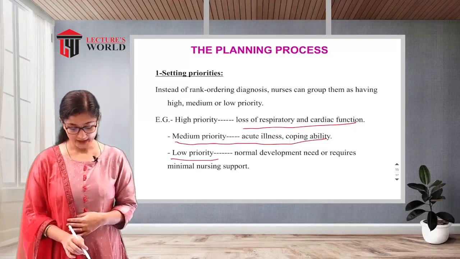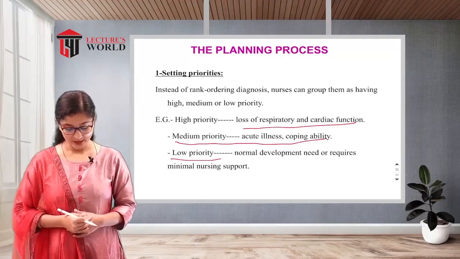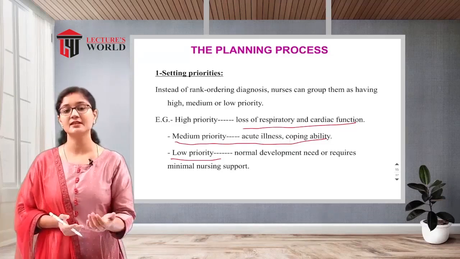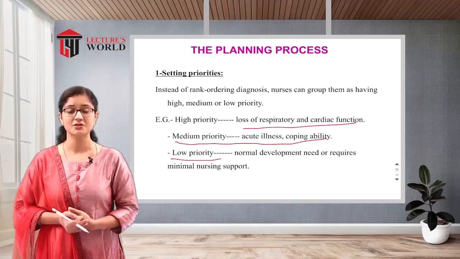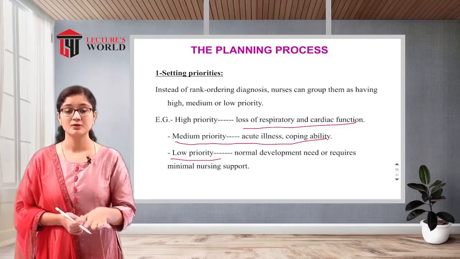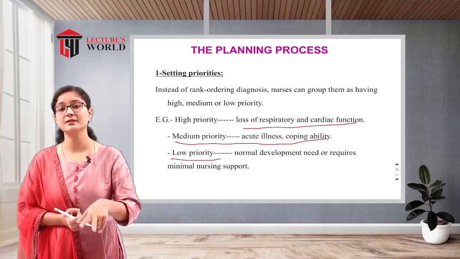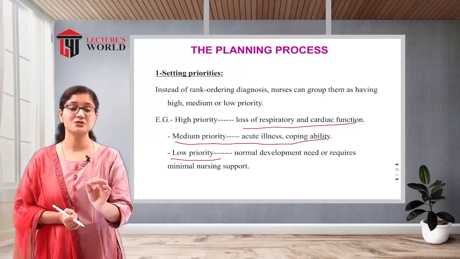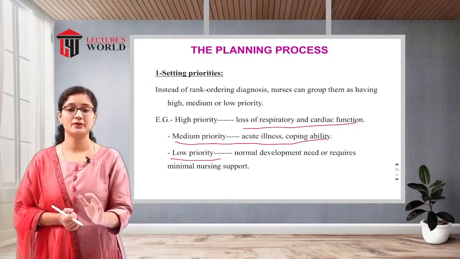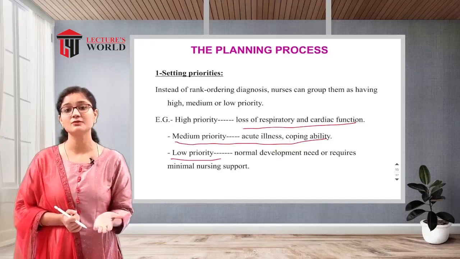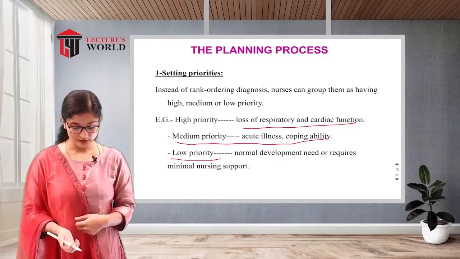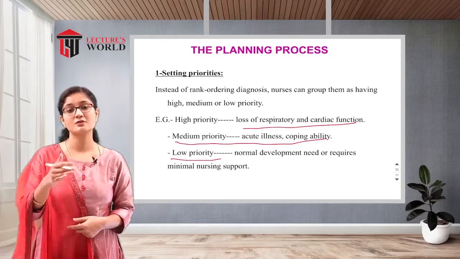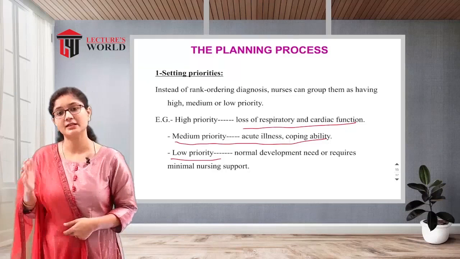And the next is low priority: normal developmental needs or requires minimal nursing support. So that is low priority. If the person is saying, can you give me health education related to hypertension? That is a low priority now. If he is having breathing difficulty, he is having pain in the abdomen, and third is saying give me health education related to hypertension, giving health education related to hypertension will be a low priority, because breathing difficulty has to be solved first. Understood? So this is all about setting priority, which you should always write down. That is the first priority diagnosis, and then plan it out.